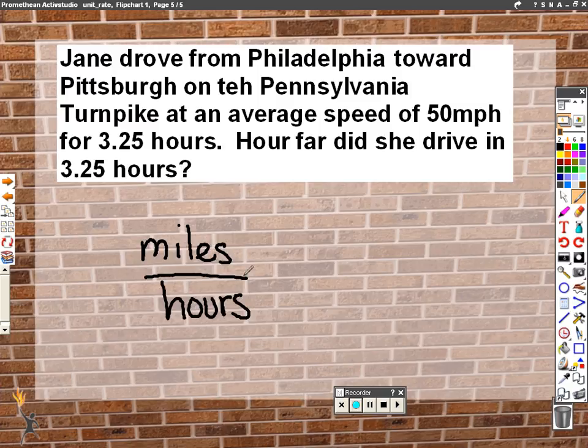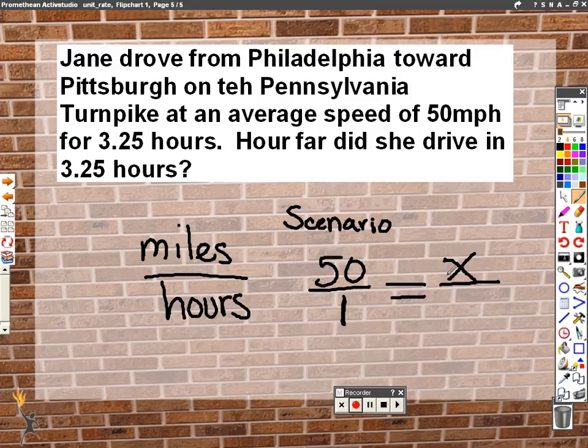It's very important to always set up your proportion. What are the two factors that you're looking at? So in scenario 1, Jane drove 50 miles per 1 hour. Per hour. They didn't say 2 hours. They didn't say 3 hours. They said per hour, so we know that to be 1. And in scenario 2, she's driven, we don't know how many miles, and whenever we don't know something, we use a variable, so I'm going to use x. But we do know she drove for 3.25 hours. Now we have a proportion, and now we can cross multiply and solve.